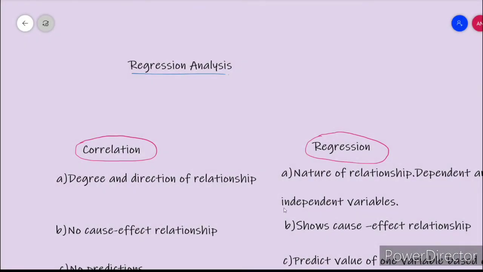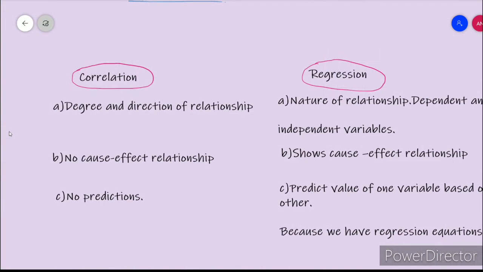Now we'll take a look at regression analysis, but before we do that, let us look at how regression is different from correlation. Both regression and correlation deal with the relationship between two variables, say x and y. But the way they analyze the relationship is different. In correlation, we're able to find out the degree and direction of the relationship, whether the correlation coefficient is closer to -1 or +1, or is equal to 0.